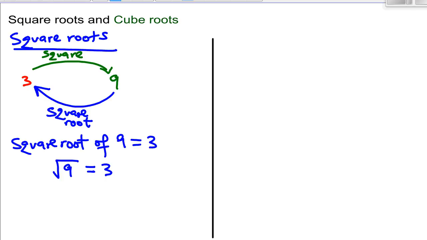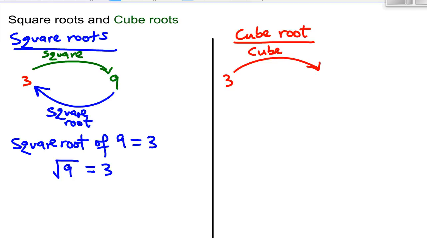So let's look at cube root. Cube root is the same thing. It's the opposite of cubing. So suppose we start with 3 on the left. So 3 here. If you cube it, you get 27.